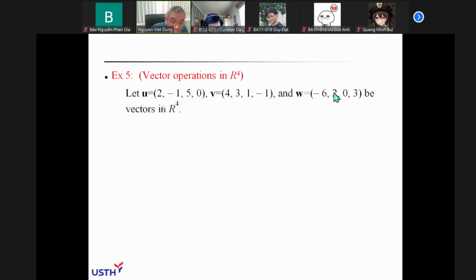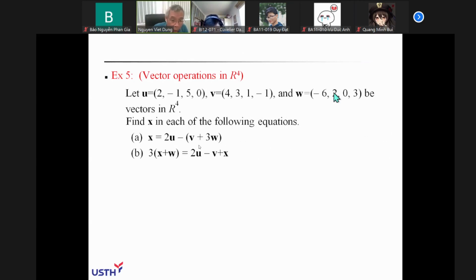Suppose that u, v, and w are given with the coordinates like that. That is a vector inside R4. And suppose that we have the equation like that one, x to be that, and c times x plus w to be that one. And your duty is to find x in each of those examples.